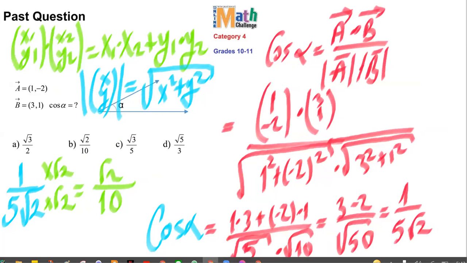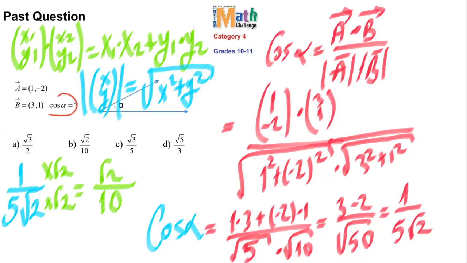So this is the final question for this video from category 4. The question asks for the cosine of alpha, the angle between two vectors. One of them is A, the other is B. So it's not that important which one is A and which one is B, because this is not an accurate drawing.